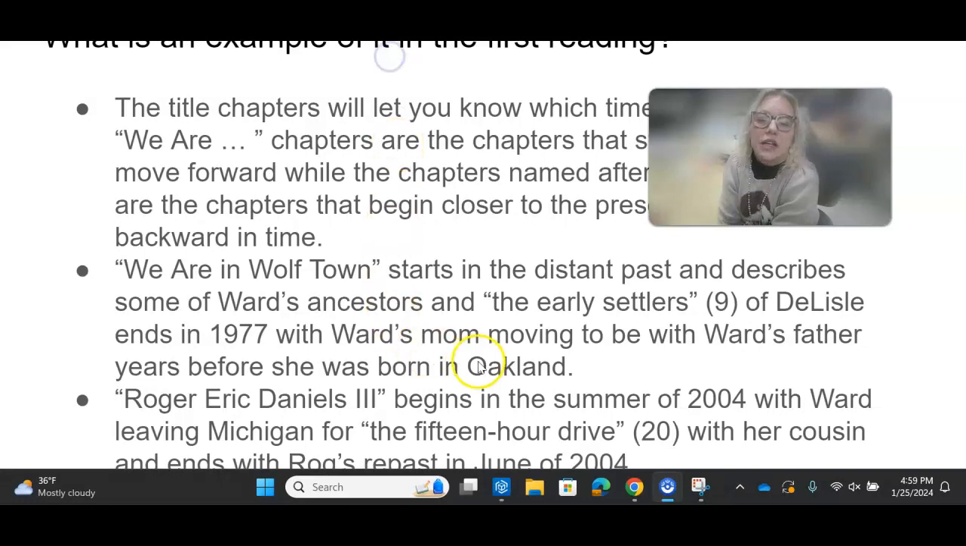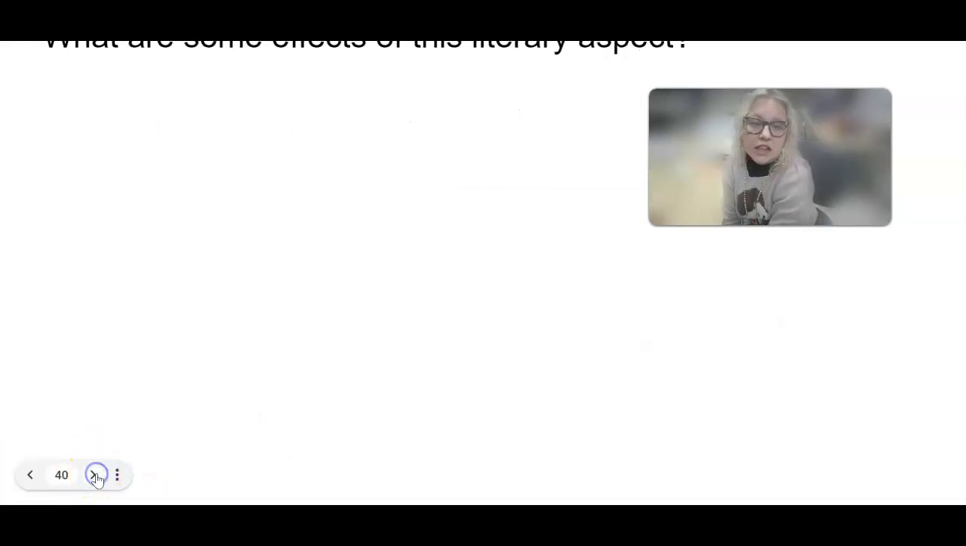And so one begins in the summer of 2004 with Ward leaving Michigan for the 15-hour drive with her cousin Aldrin, and ends with Raj's repast in June of 2004. And so that is in the second timeline, which is remembering the men, and that one moves backwards through time. Okay, so I hope this helps you make a little more sense of it. Let's jot down some effects that this literary aspect has.